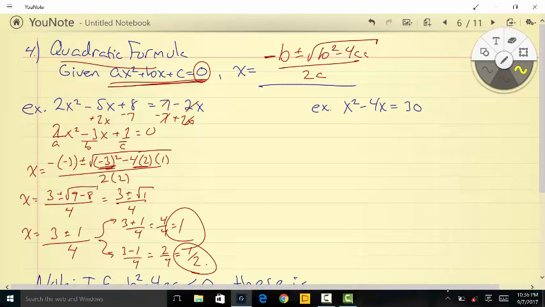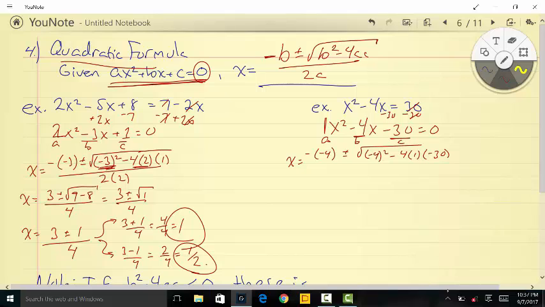Now applying the same concept over here, we would first off subtract the 30 over. A is 1, B is negative 4, C is negative 30, and then we just fill it in. So negative 4 plus or minus the square root of negative 4 squared minus 4 times 1 times negative 30, all over 2 times 1. So that gives us 4 plus or minus the square root of 16 plus 120 over 2. That's 4 plus or minus the square root of 136 over 2.